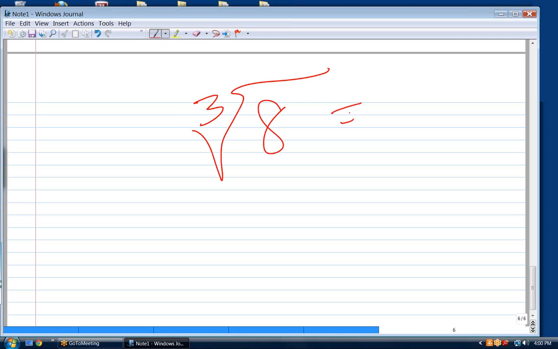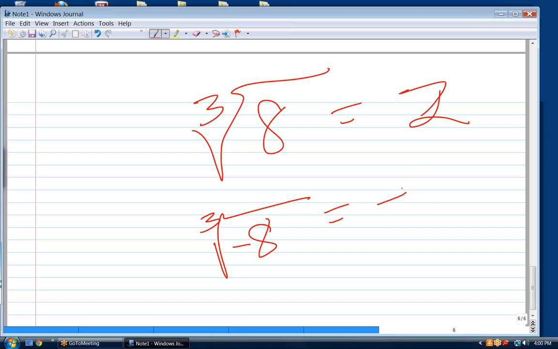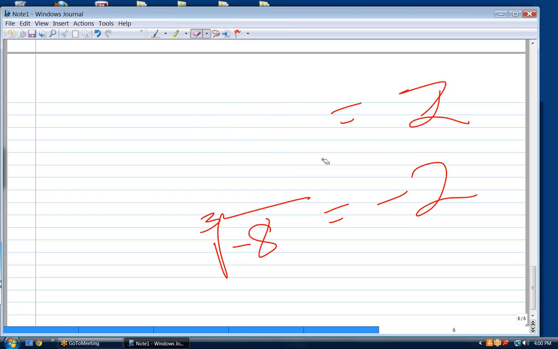Is that equal to? Okay, so the cube root of 8. Easier if you take the square root first, right? No, because it doesn't have a square root. It's different. This is the cube root of 8 equals 2. Yeah, duh. Okay, what does this equal? Negative 2? Uh-huh.